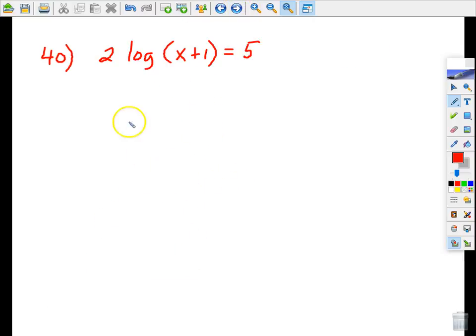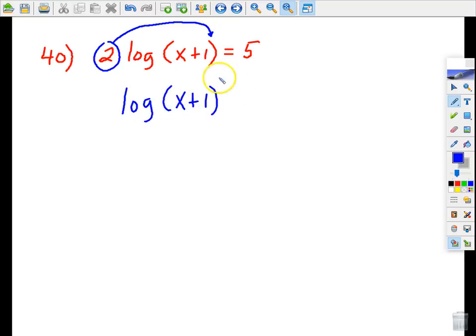All right, let's try number 40. Similar, before I can convert this into an exponential equation, I need to get this ready to convert, which means I need to take this 2 that's currently multiplying by the log, and I need to make it become the exponent. So once again, this is the power property. This is one of the reasons why we learned that property.